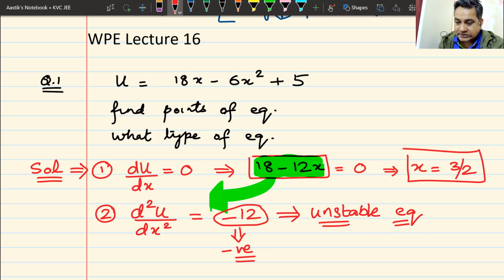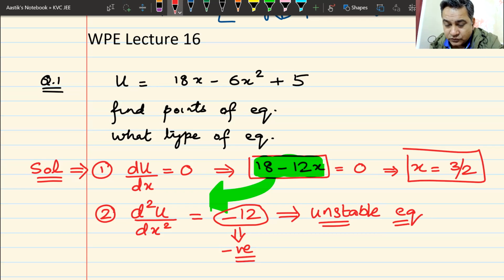Do we understand this? Can I have some raise hand that we understand this? Yes, beta. Sir, we need to take minus du by dx, no, sir. Minus du by dx is force, beta. I did not ask you what is force. I asked you what type of equilibrium it is. Why you are taking negative? Negative is only for force.